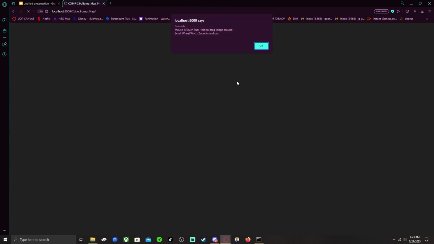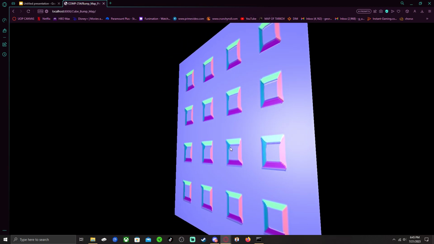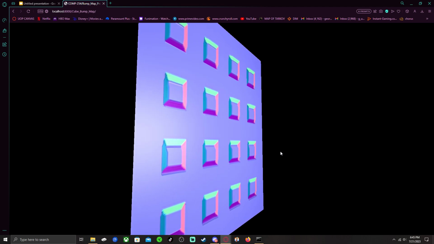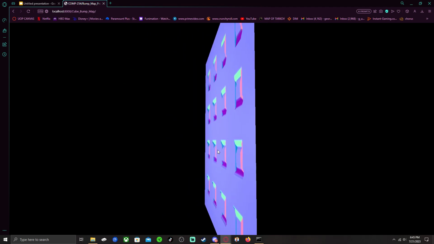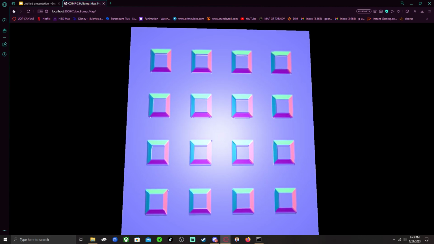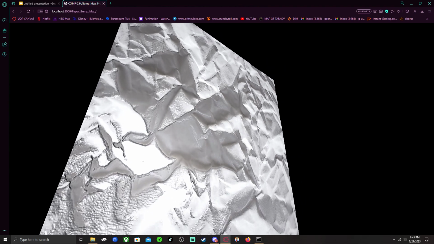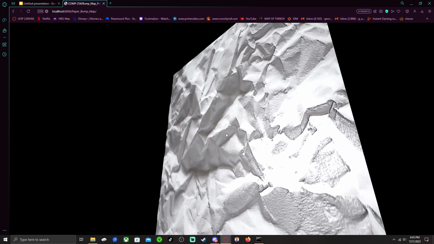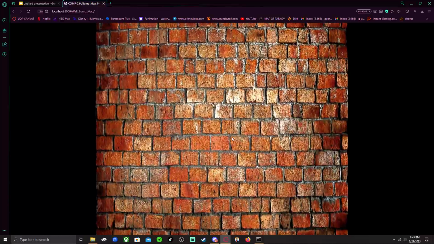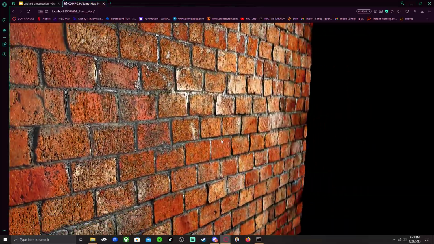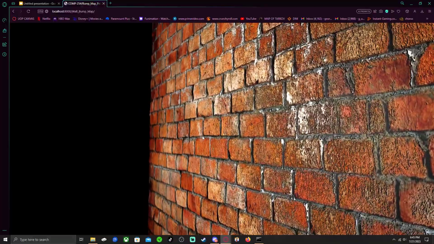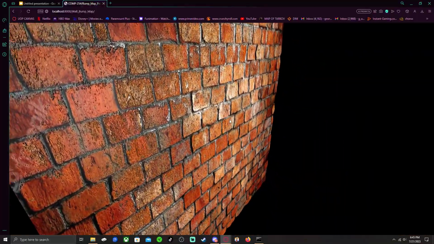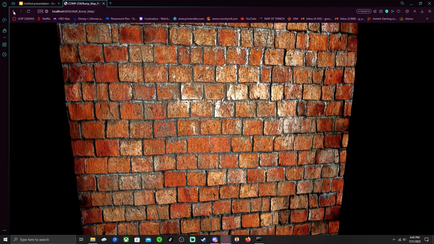For the cube bump map, you have something that looks like this. Not the best one that came out, but it was still good nonetheless. Then we have the paper bump map, which we can see has created some depth with the crumpled up paper. The next one we have is the wall. This is the brick wall. As you can see, it looks very, very 3D. I think this one's probably one of the best that I came up with in my examples.